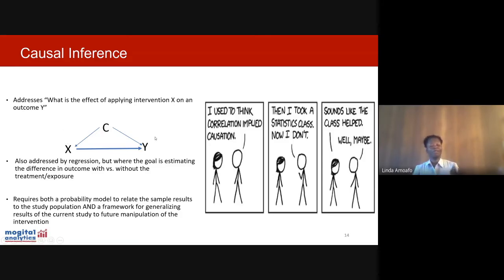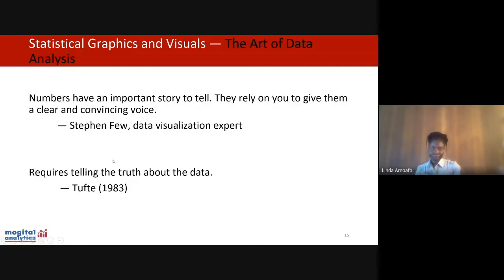So you need observational data in order to do this analysis, and that works if you're able to adjust for all the confounders. Here, we also need both a probability model to relate the sample results to the study population and a framework to be able to make these causal interpretations. Like I said, you could build a propensity score model, which helps cater for these assumptions of causal inference. Okay, so I think we are done with the science of data analysis.